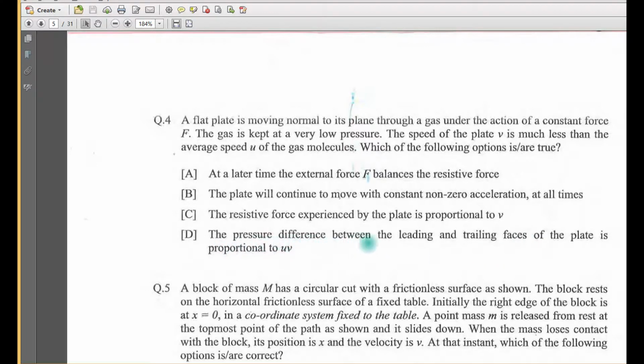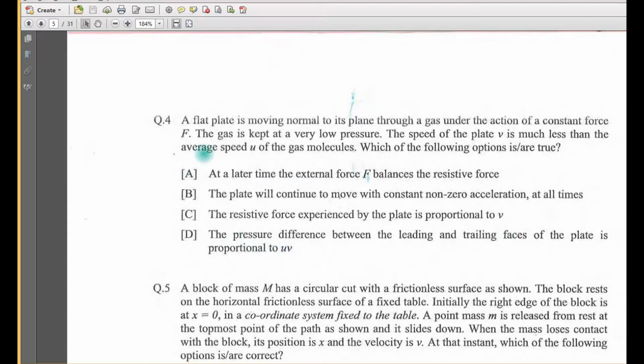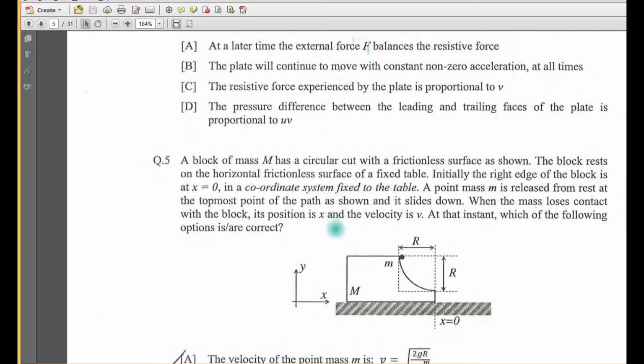And lastly, the pressure difference between the leading and the trailing faces of the plate is proportional to uv. Well, pressure difference is proportional to the force difference, right? Because if you want to get pressure difference, you just have to divide by A, and you get the same answer, uv. So D is also a correct answer. So these are the 3 correct answers. Let's quickly move on to mechanics.